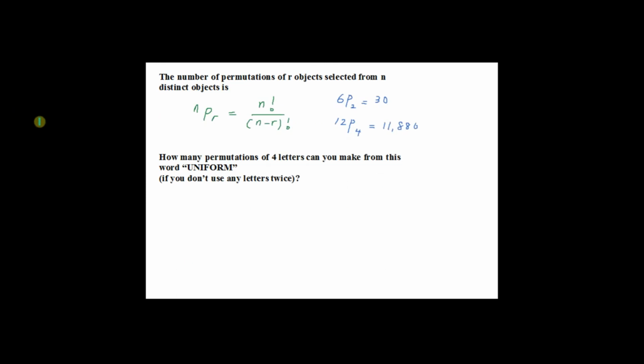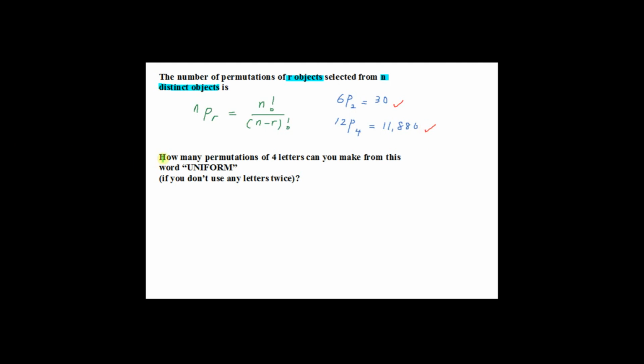We continue on permutation. The number of permutations of r objects selected from n distinct objects is given by nPr. nPr equals n factorial divided by n minus r factorial. You don't need to worry about this formula. This formula is given in the formula list. And furthermore, you can just press your calculator for your answer. So if you press 6P2 on your calculator, you should have 30 as your answer. If you press 12P4, the answer should be 11,880.